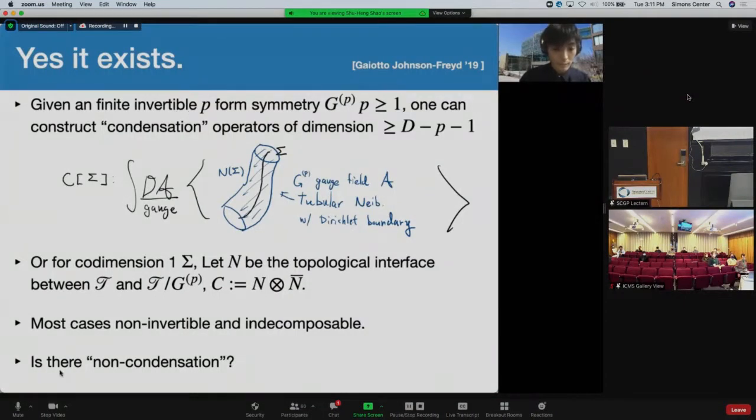Therefore, we also would like to ask, is there a non-condensation, non-invertible symmetry?